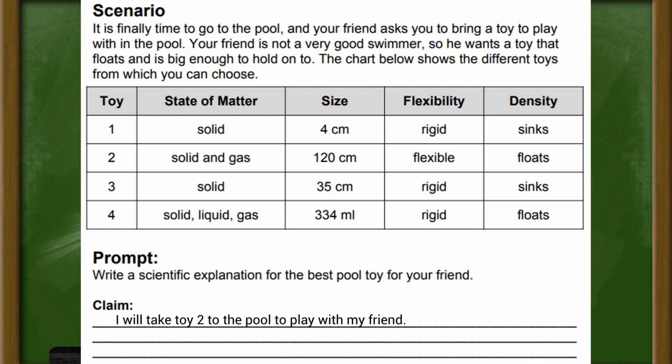Now that we have our claim written, it's your turn. You are going to evaluate as a class the different information in this scenario and prompt to figure out why toy 2 would be a good toy to pick. Use the different properties to help collect at least 3 points of evidence, and in your reasoning tie your evidence and claim together in creating at least a 3-sentence answer for why that would be the best object to take to the pool. Good luck, scientists, and I will see you guys soon.